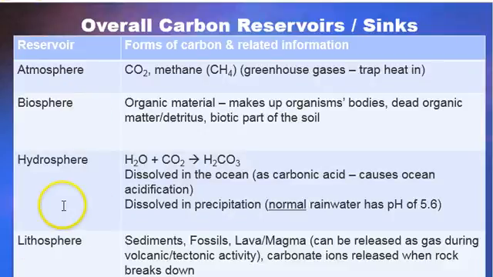In the hydrosphere, you have the carbon dioxide dissolved in the water. And remember, this is the reaction that takes place when that happens. Some of that carbon dioxide is going to react with water and form carbonic acid. So when it gets dissolved in the ocean, that carbonic acid is actually going to cause what we call ocean acidification. We'll be talking about that more later on as well. And it's also going to dissolve in the rainwater, and that makes even normal rainwater have a pH of 5.6. So this is not acid rain, this is just your typical, everyday, completely natural rainwater.